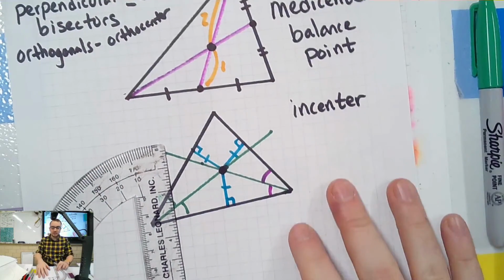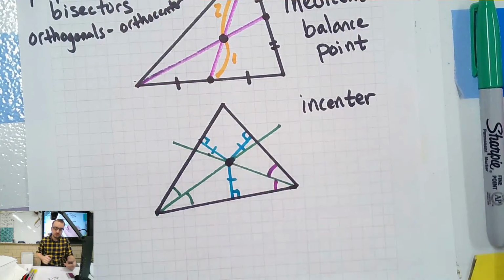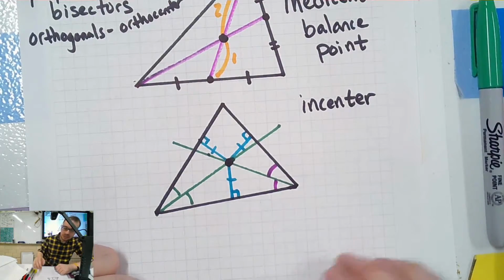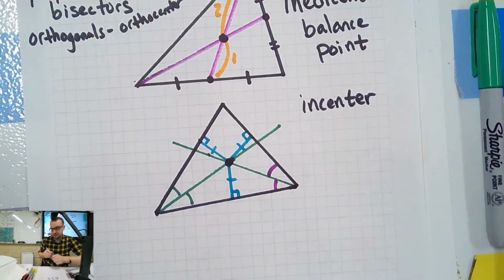Do you see how that center is the same distance from every side? Right. That's why we call it the in-center, because it is the center of an inscribed circle that fits perfectly inside here.